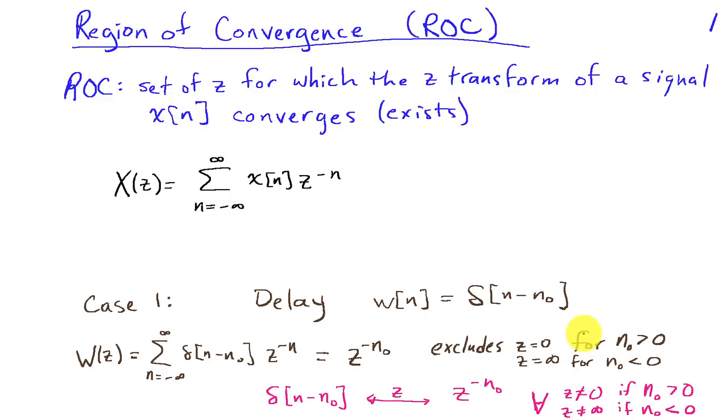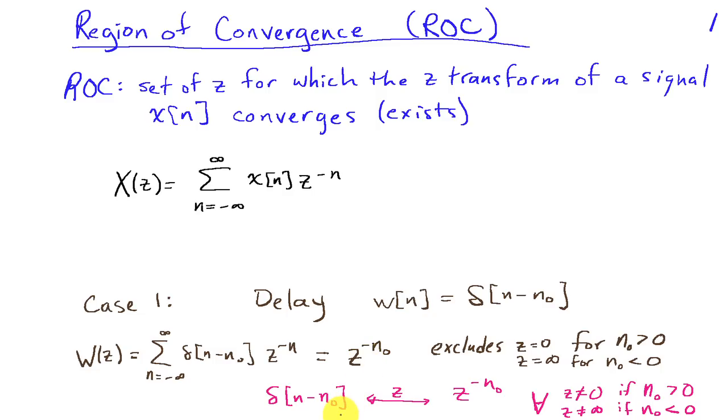If n naught is greater than zero, clearly this can't work for z equals zero, because then I have 1 over z, and I'm dividing by zero. So the z-transform is not defined when z is equal to zero if n naught is positive. On the other hand, if n naught is negative, then the exponent here is positive. We have z raised to some power. And the problem is, if z goes to infinity, the z-transform becomes undefined.